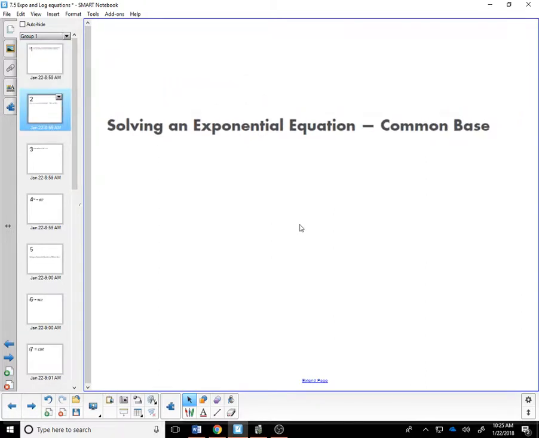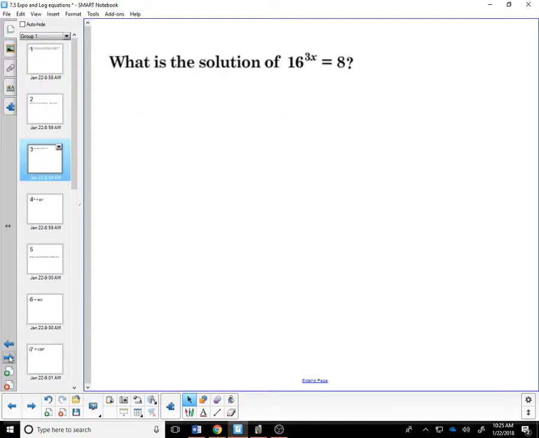Here we go. We're going to start with solving an equation that we can put into a common base. So common base exponential equation. So let's take a look at what that looks like. You guys see that okay? Last hour said no. So I'm going to go ahead and rewrite that. This is 16 to the 3x is equal to 8.